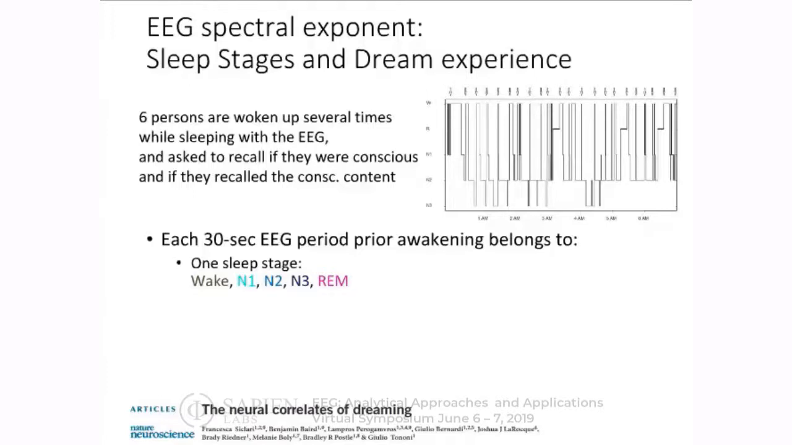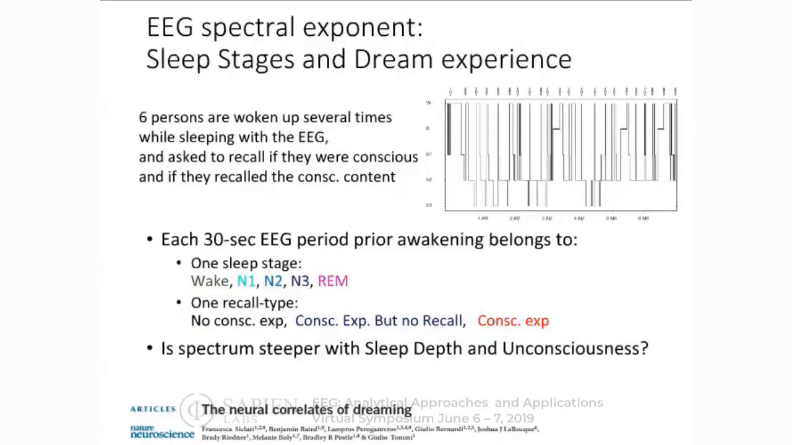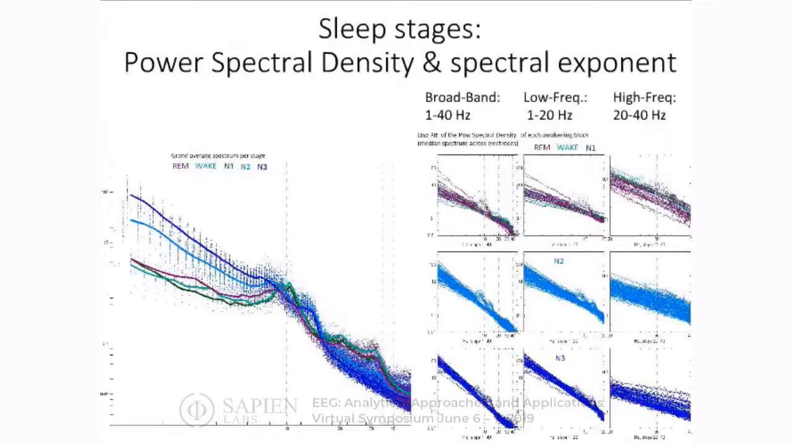So we analyzed each 30-second period prior to awakening, and each chunk would belong to one sleep stage and to a different type of recall, depending on whether there was a conscious experience or no conscious experience, and a somewhat intermediate type where people had the feeling they were experiencing something but could not recall what.